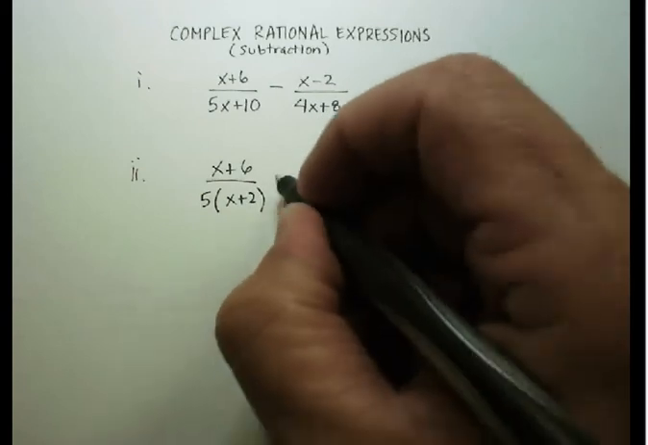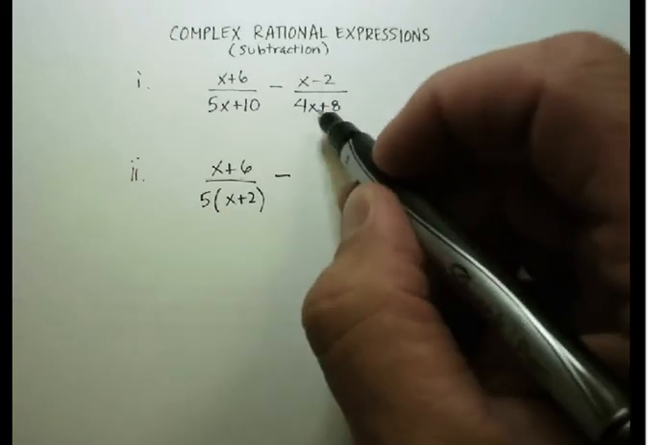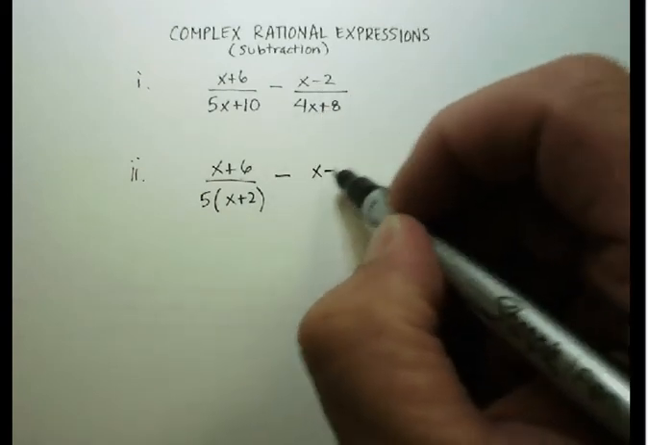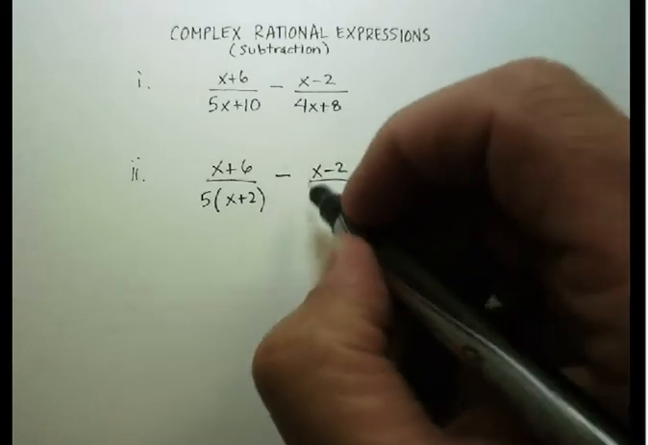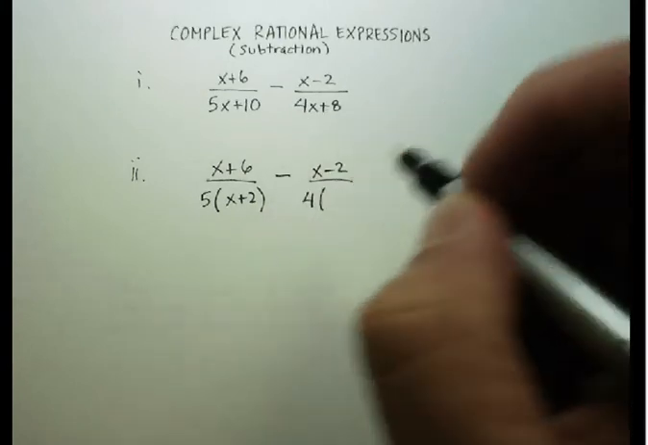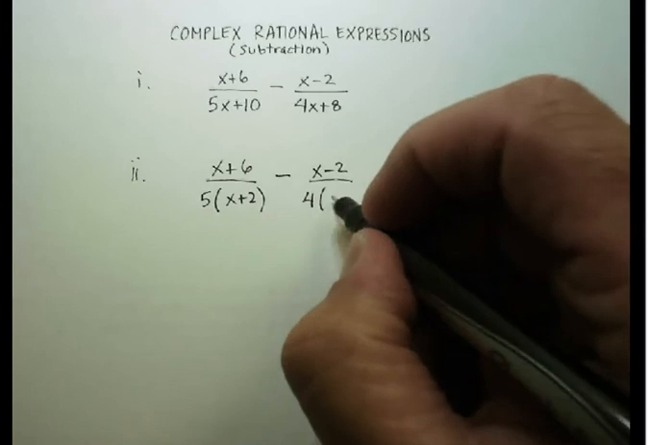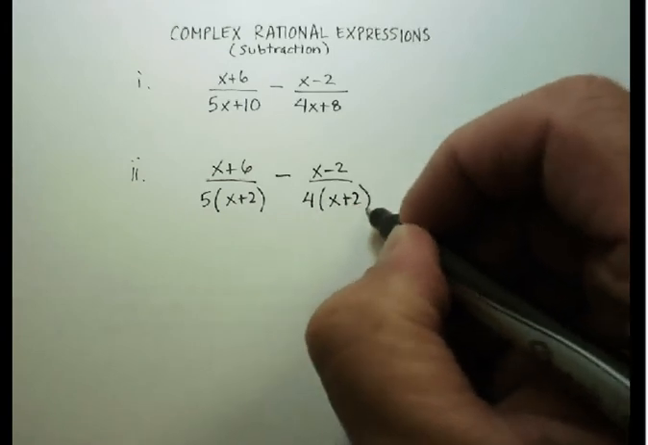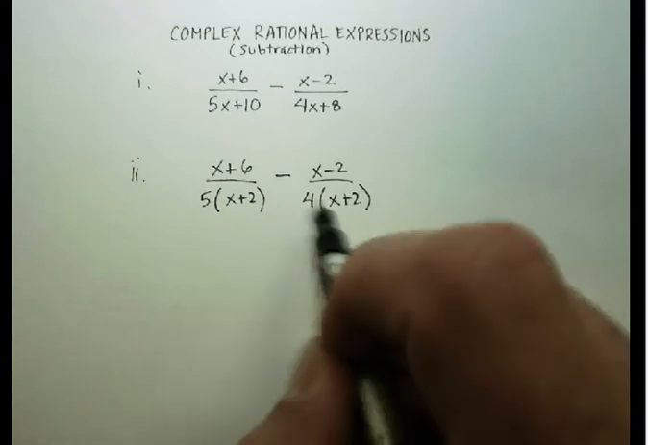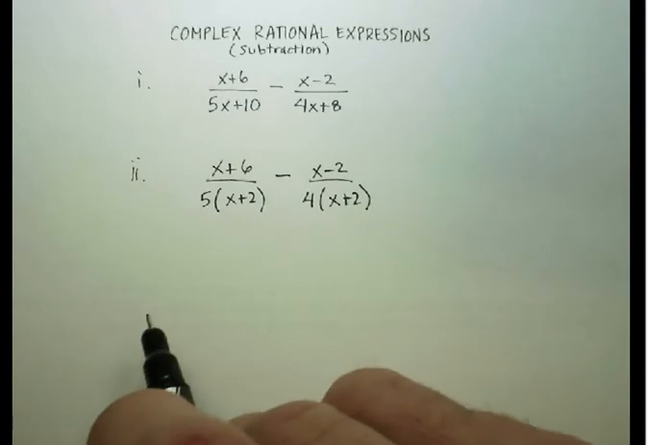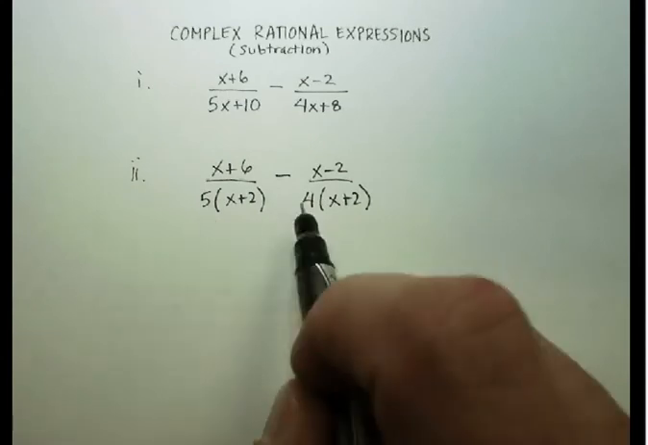Then I'm going to do the same thing with this denominator. I look at 4x plus 8 and ask, what's common there? Well, the number is 4, isn't it? So I'm going to factor out the 4, and I'm left with, surprise, x plus 2. Now these two denominators are pretty close to the same thing, except that this one has a 5 and this one has a 4.